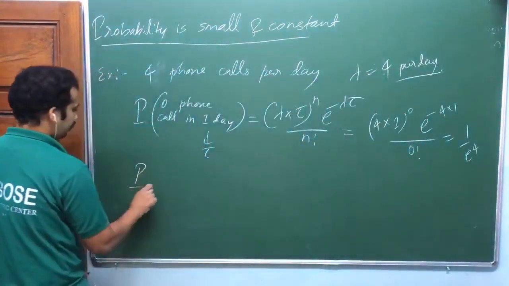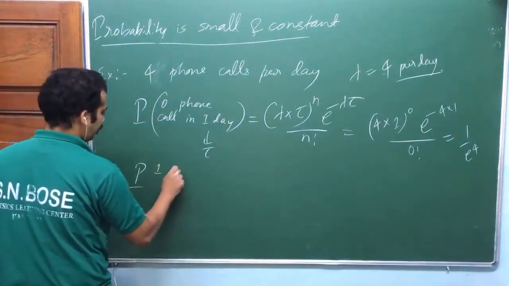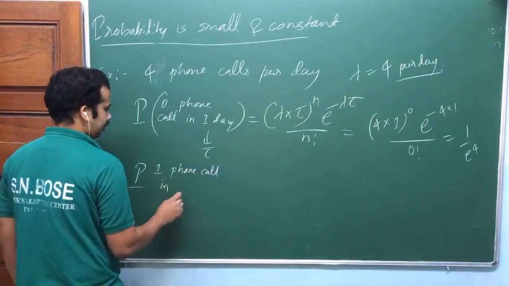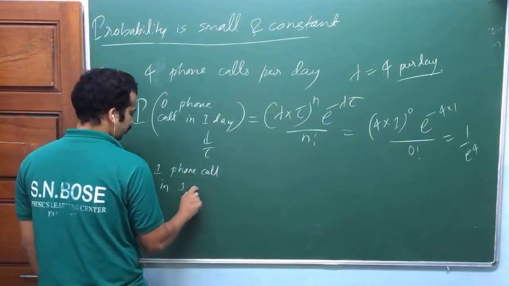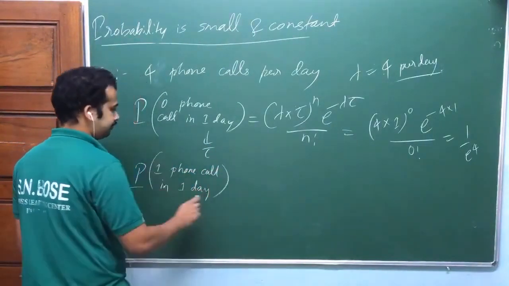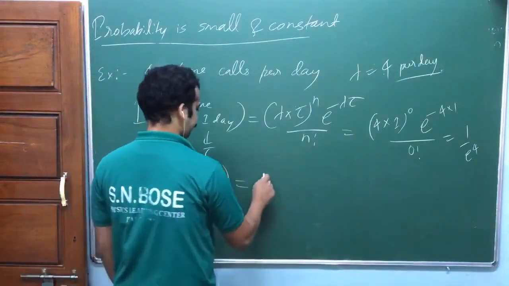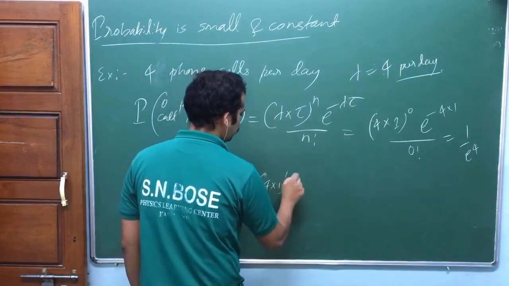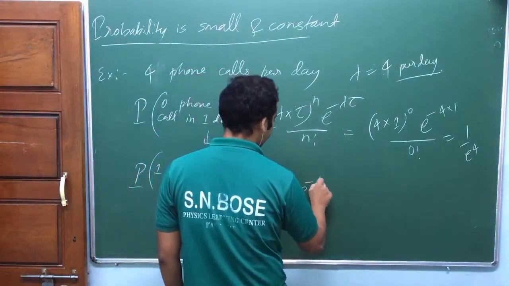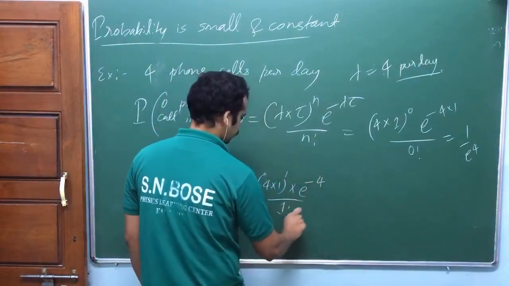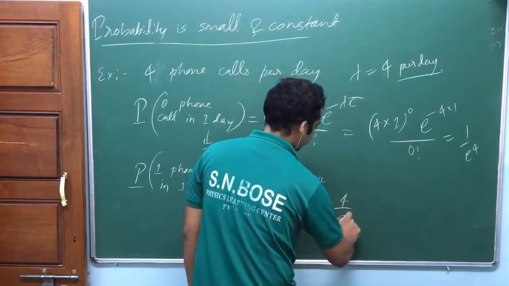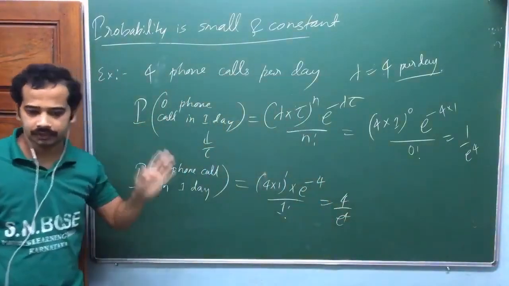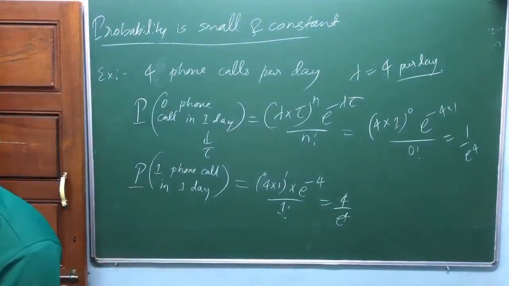So the next question is, what is the probability of getting 1 phone call in a 1 day interval? Now it is 4 into 1 raised to 1, into e to the power minus 4, divided by 1 factorial, that's equal to 4 by e to the power 4. Can you answer this kind of question? Application, okay? I'm just working on application.